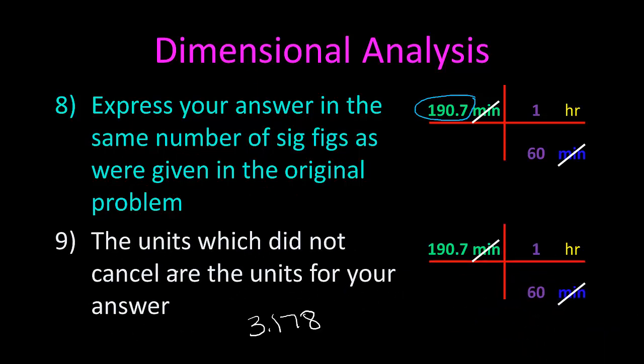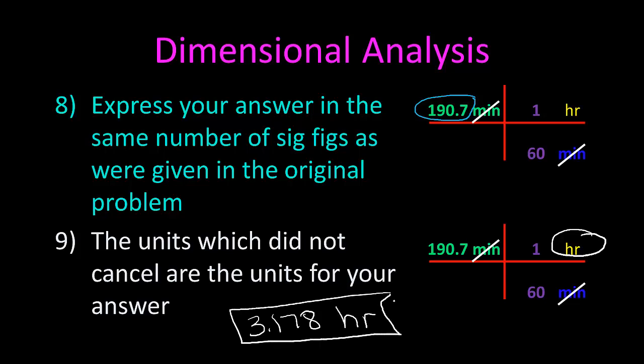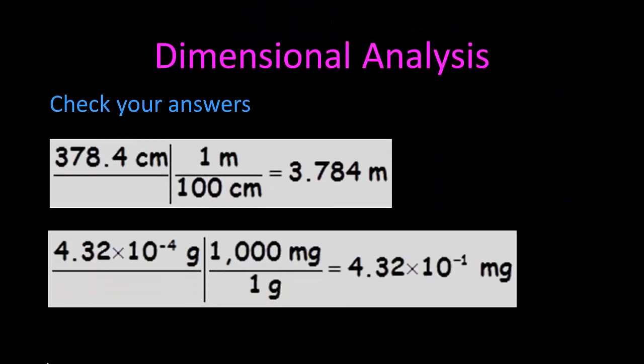3.178. And step 9 is the units which did not cancel, which are the units of hours, are the units for your answer. So the answer is 3.178 hours. I would like for you now to pause the video and do the next 2 example problems. Okay, check your answers.